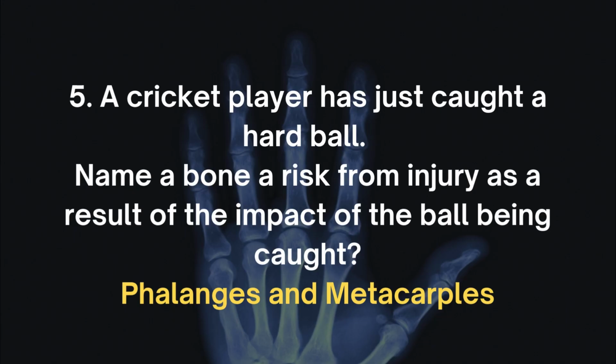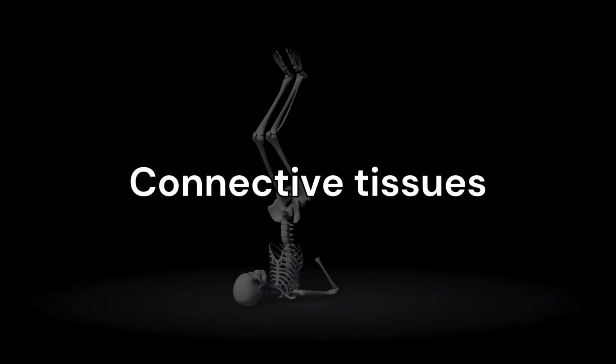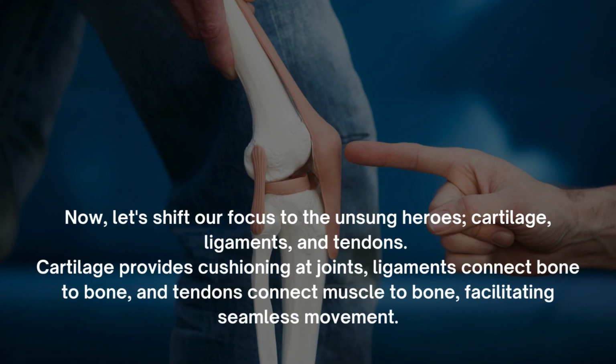Question 5. A cricket player has just caught a hard ball. Name a bone at risk from injury as a result of the impact of the ball being caught. Answer: phalanges and metacarpals. Connective tissues. Now let's shift our focus to the unsung heroes: cartilage, ligaments, and tendons. Cartilage provides cushioning at joints, ligaments connect bone to bone, and tendons connect muscle to bone, facilitating seamless movement.